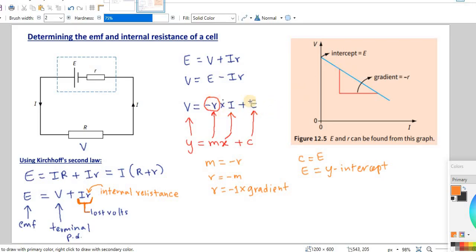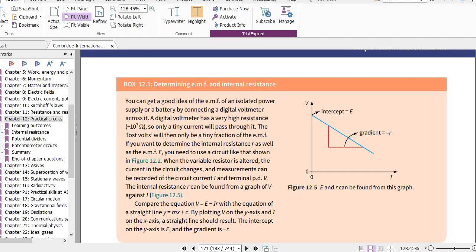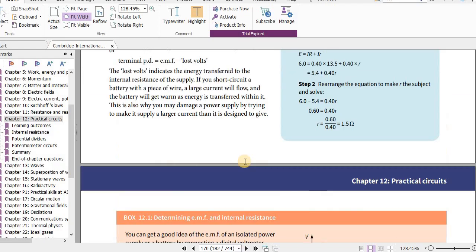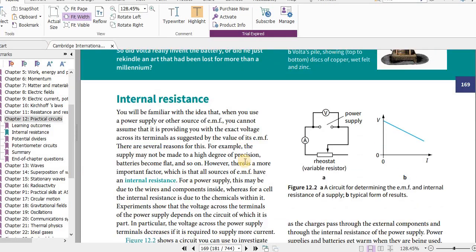So in paper 3 there is a question like this in one of the past exam papers where you need to find the EMF and the internal resistance. Okay, so now I think this is clear. When the variable resistor is altered, so if you go back to the diagram here, using this you can change the current in the circuit. So as a result, the terminal potential difference also changes.